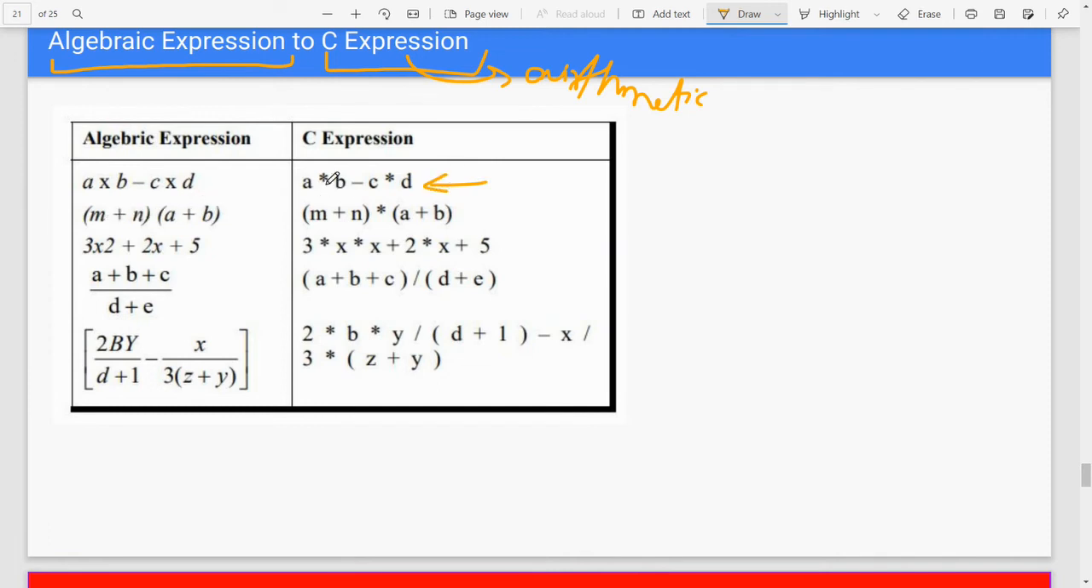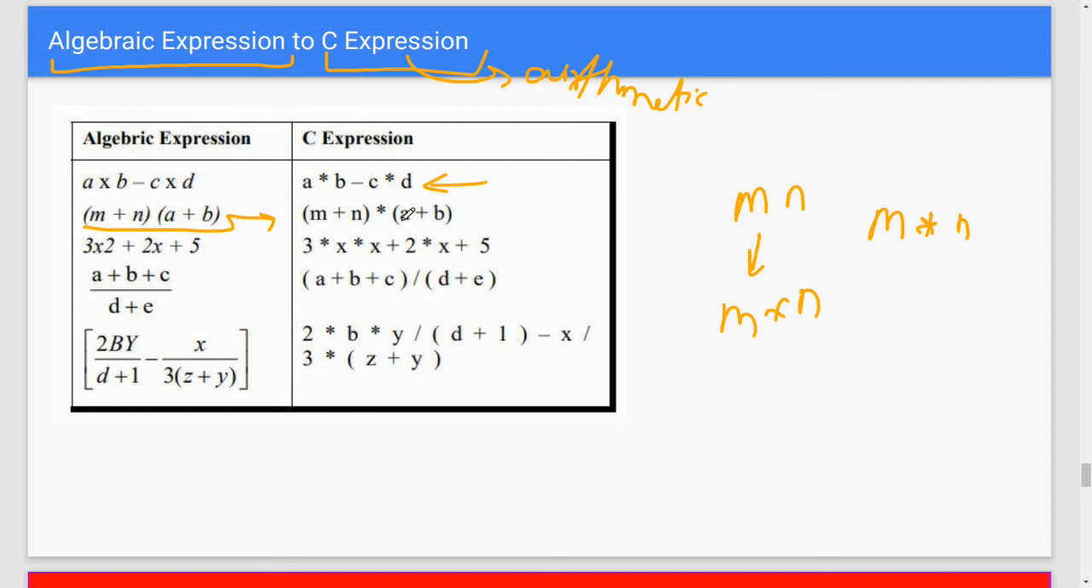In mathematics we know that if you don't put anything beside any symbol, multiplication is assumed. So in mn, we understand that it is m into n. But in programming, it does not work. You have to explicitly write m star n. That's why this particular algebraic expression has been written as m plus n, then a star symbol is given, then a plus b, inside the bracket, because here is also a bracket. Okay, this is how you can think of it.